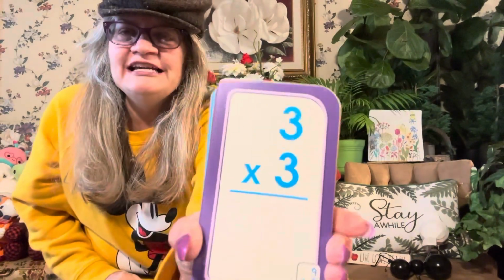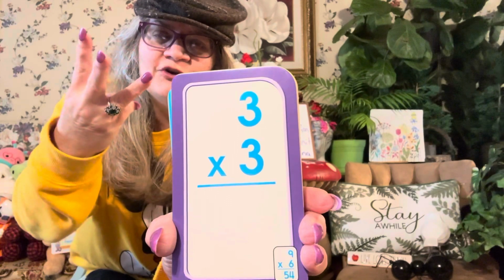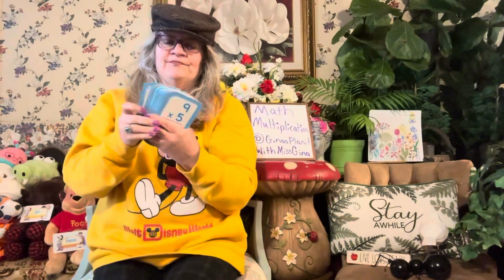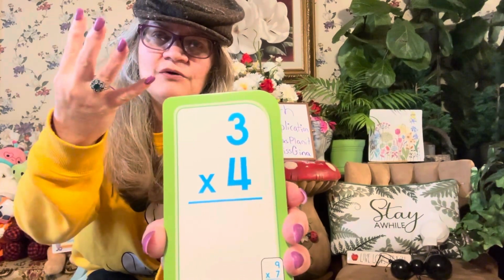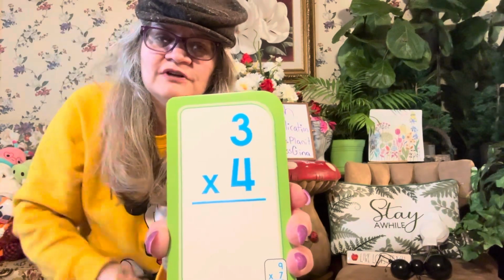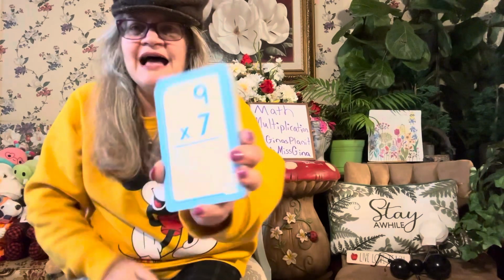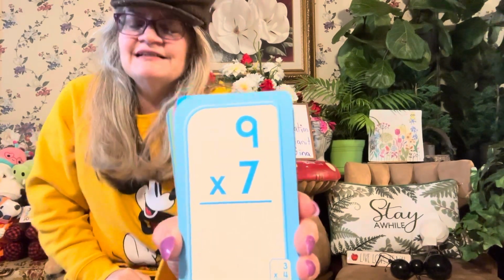What about 3 times 3? Do you have 3 threes? 3, 6, 9. 1 3, 2 3s, 3 threes. 3 times 3 is 9. What about if you had 3 fours? 4, 8, 12. 4 times 3 is 12. What about, oops, I meant to flip that card. 9 times 7. 9 times 7 is 63.